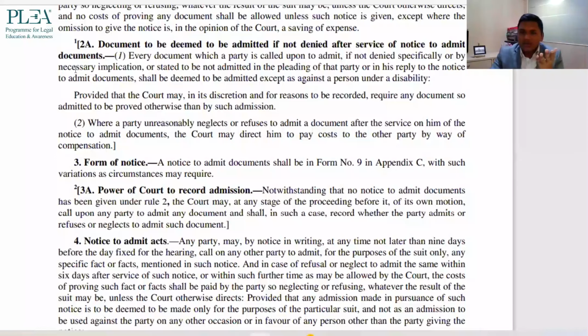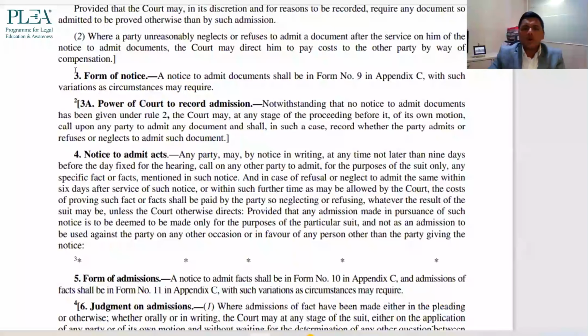So mere admission, mere denial doesn't work. Here the court says, so what? We will try it and we will call upon oral evidence in support of it. So you prove it by way of oral evidence or by way of other documentary evidences. All right. See what Rule 2A(2) says. Where a party unreasonably neglects or refuses to admit a document after the service on him of the notice to admit documents, the court may direct him to pay costs to the other party by way of compensation. This need not be explained.